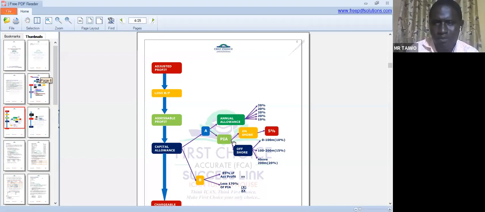So after you have computed that, you add it to the annual allowance. What you get is your A. You now compare this A with this B. The B is 85% of the assessable profit, less 170% of the petroleum investment allowance. Whatever you compute as PIA, petroleum investment allowance, you now less it from here. You now have the value for B. Between A and B, the lower of the two is what will serve as your capital allowance.